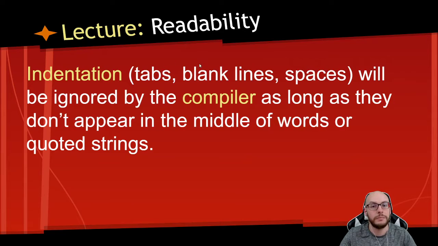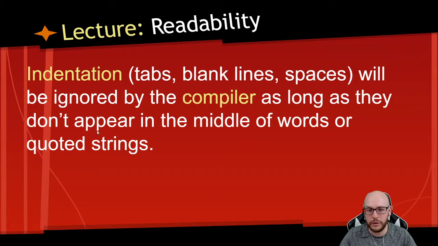The main factor affecting this is going to be indentation. We're talking tabs, blank lines, spaces. These are things that are going to be ignored by the compiler. Don't worry too much about that word, as long as they don't appear in the middle of words or quoted strings. We're going to say this again. Effectively, let's replace this word with computer. The computer isn't really going to pay attention to tabs, blank lines, and spaces as long as they don't appear in the middle of words. Specifically, we're talking about reserved words or variables, or quoted strings, text.